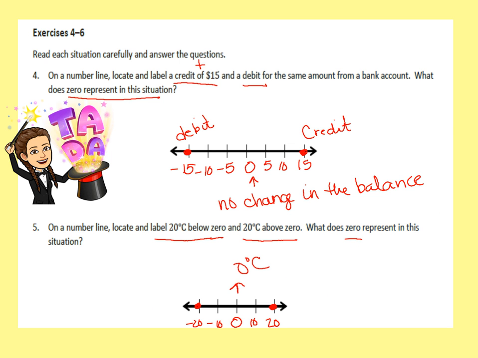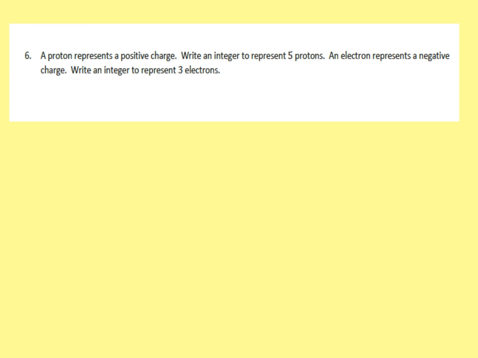We have one more problem. A proton represents a positive charge. It tells us that. Proton is positive. Write an integer to represent 5 protons. 5 of them. How are you going to write it? Right, plus 5, or just 5.